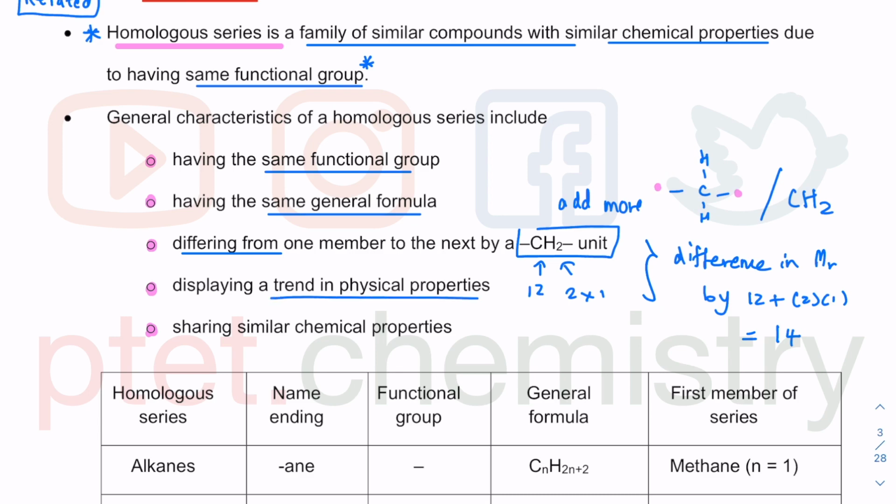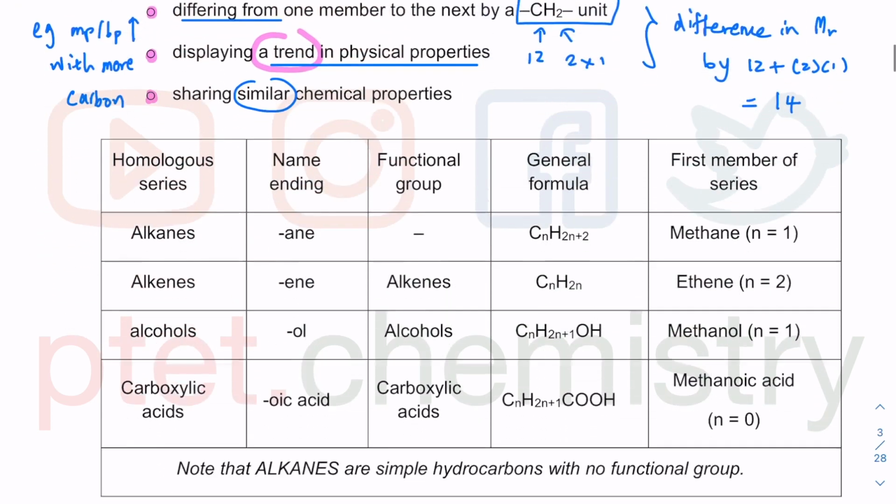So there is a trend in physical properties, such as boiling point would increase as the number of carbon increases, but similar chemical properties. So if you are alkenes, they all behave the same way because they all have carbon-carbon double bond. If you are alcohols, they all behave the same way because they all have OH. If you are carboxylic acid, they are all acidic because they all have CO2H. This is a trend. This is not similarity. So there is a trend such as boiling point, melting point increases with more carbon in the same homologous series as the intermolecular forces get stronger and stronger.